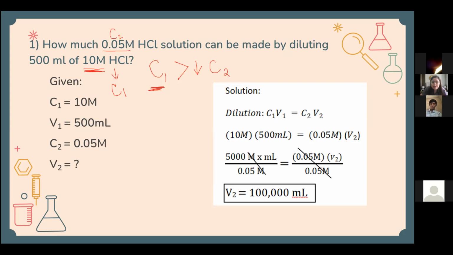So what we are looking for, of course, is the partner of 0.05. Now let's see, 10 M times 500 is 5,000 divided by 0.05 is, yes, 100,000 mL. So you need to cancel the units. You will be left with mL. I hope you got this in your answers that you submitted in Schoology, 100,000 mL.